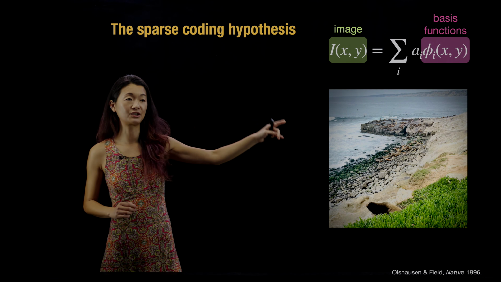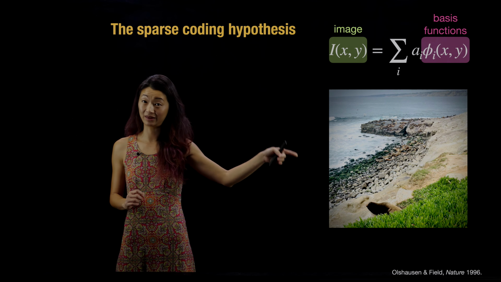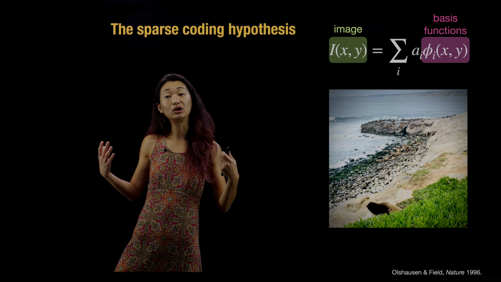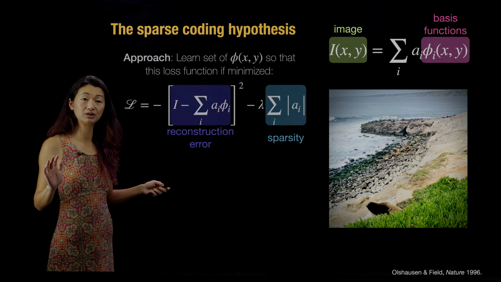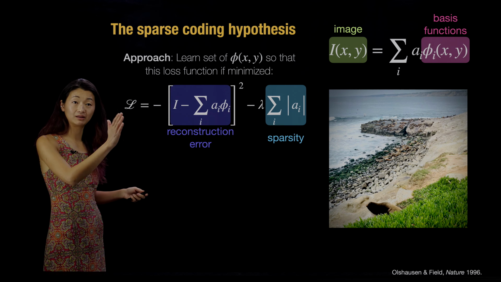But what they did was that they say, okay, so this is the composition we want, but instead of saying what those basis functions are, we're actually going to learn what they are. In particular, we're going to try to learn what they are by making the following assumption. We're going to minimize the following loss function.